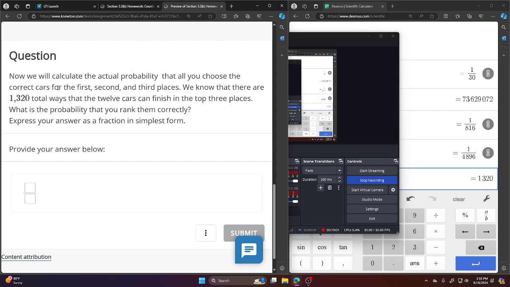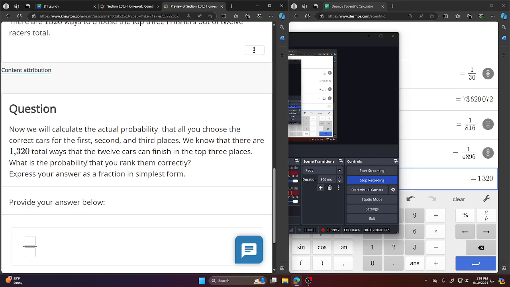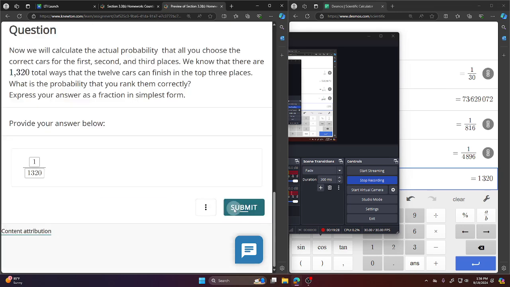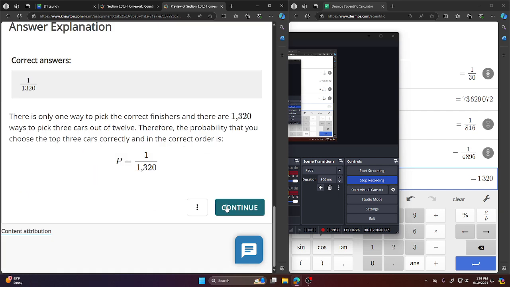Okay. So now we will try to calculate the probability that all you choose is first, second, third. We know that there are total ways in this. What's the probability? Oh. So this is a part 1, part 2 kind of thing. This is the total ways that we can have people win first, second, and third. And then they're saying how many ways can you put them on a plaque? I think so. I'm gonna try 1 over the 1320. Yes. I mean, all they're saying is that same number, but just put a 1 on the top because there's like one time, one race, I guess. One race. So keep cruising.